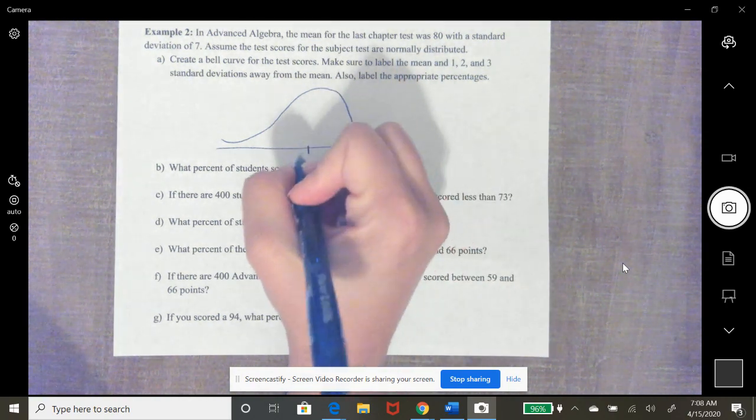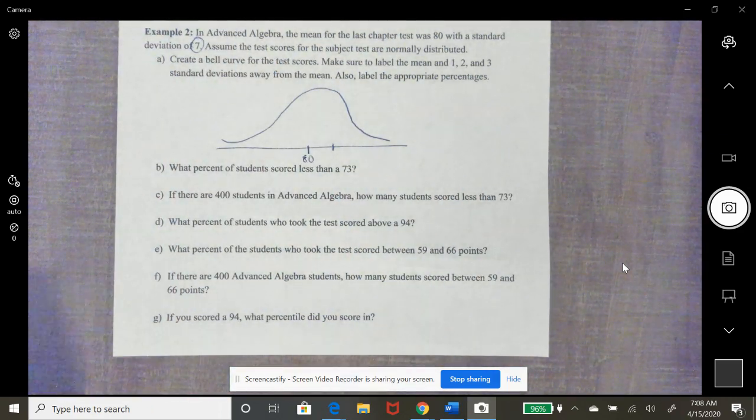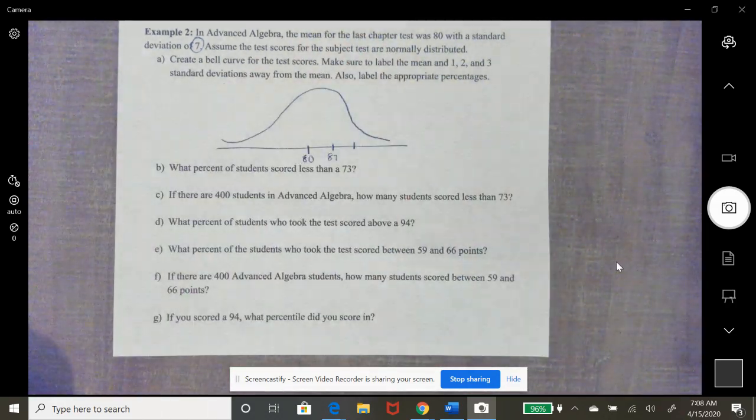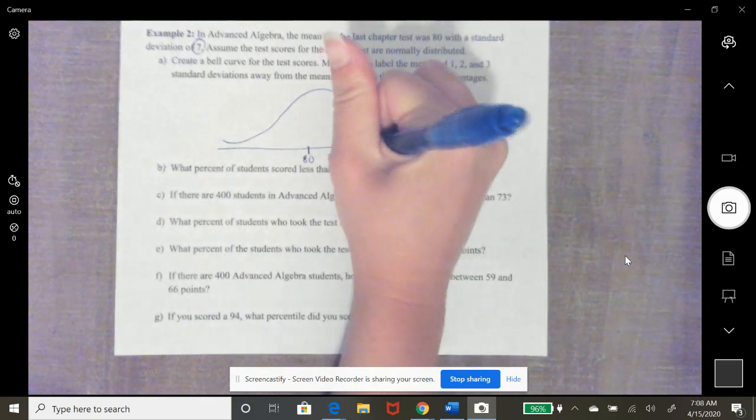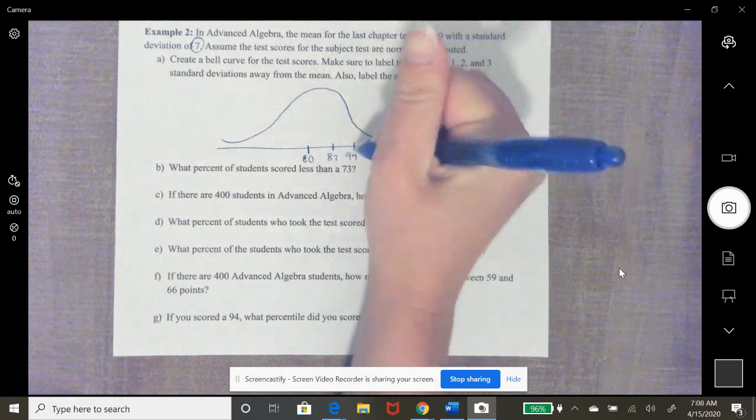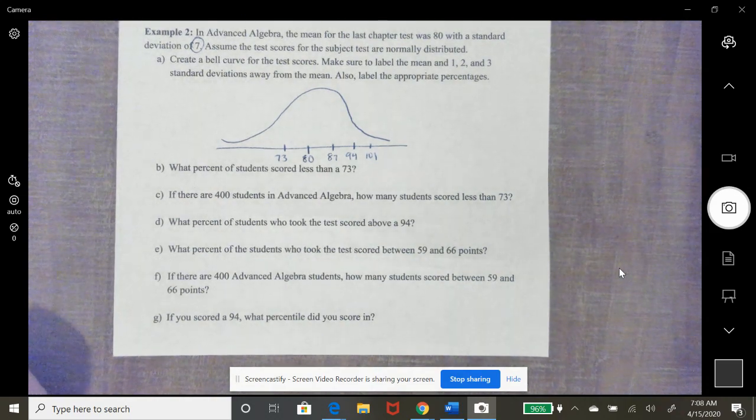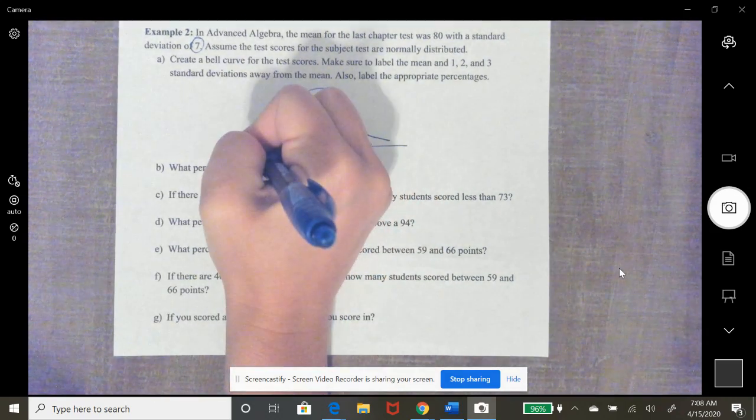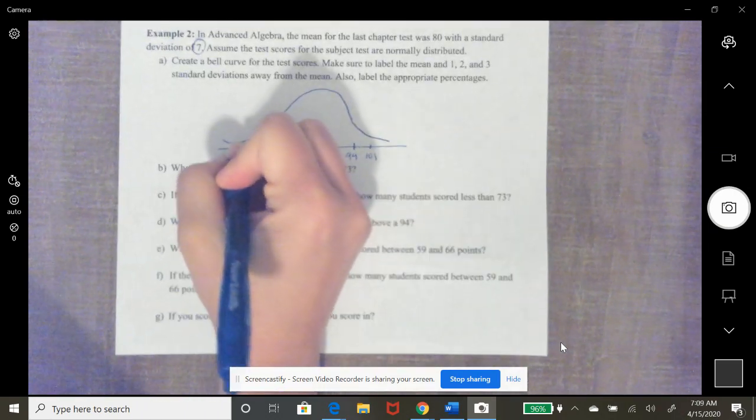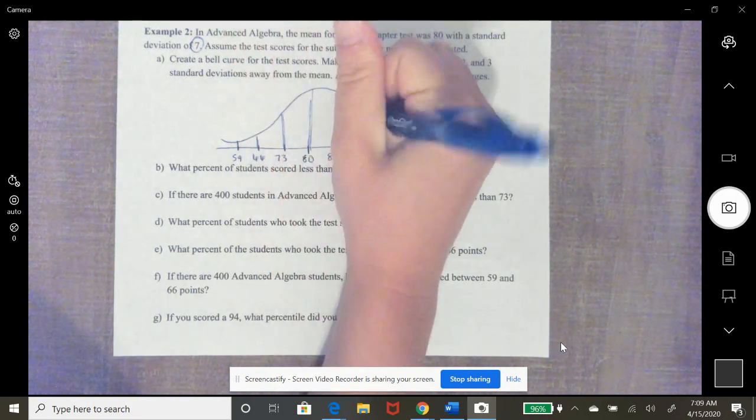Okay, so our mean was 80. And then we're going to use our standard deviation of 7 to go up and go down. So 80 plus 7 is 87. Plus another 7 is 94. Plus another 7 is 101. And we just need to go out 3. And then we're going to do the same thing and subtract. So 80 minus 7 is 73. Minus 7 again is 66. Minus 7 again is 59. And I'm going to draw these little lines so we can do our percentages.